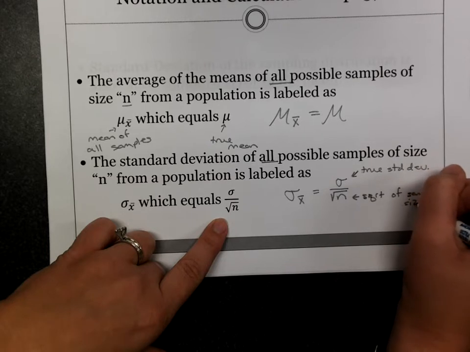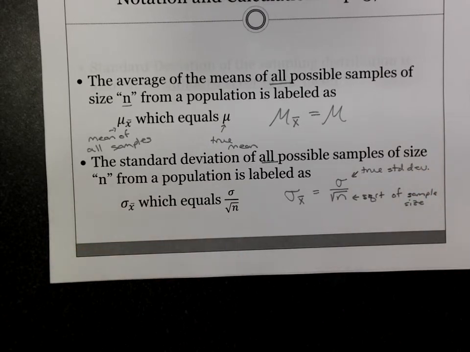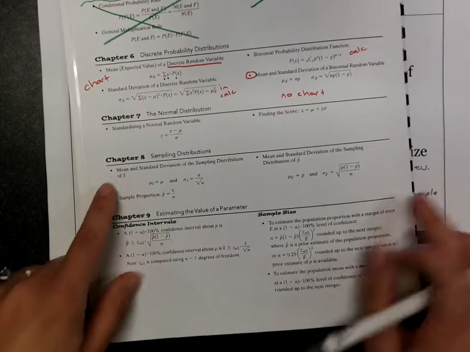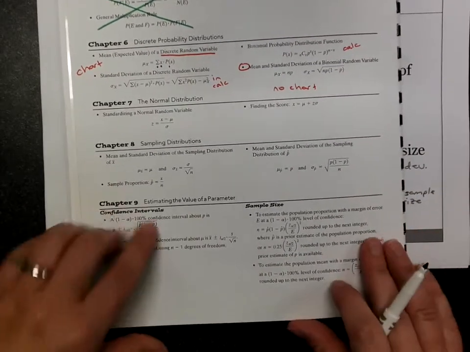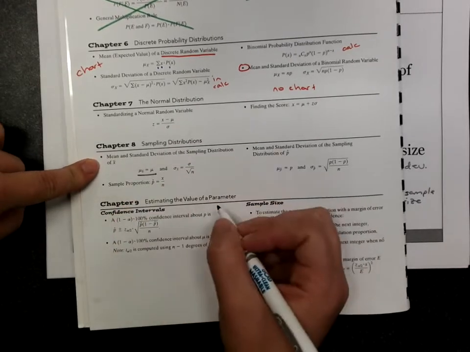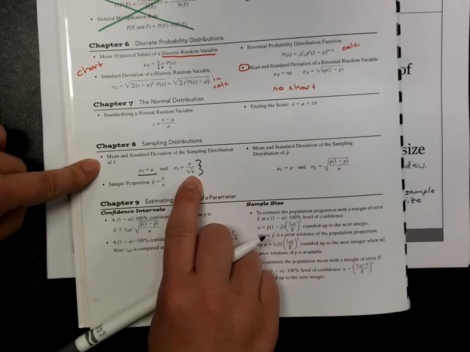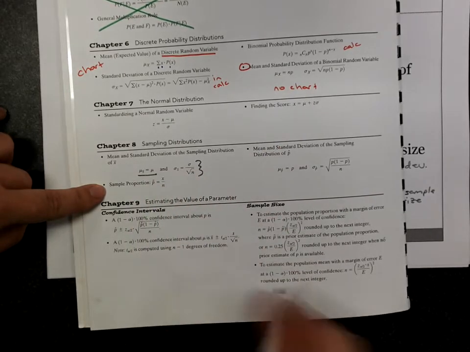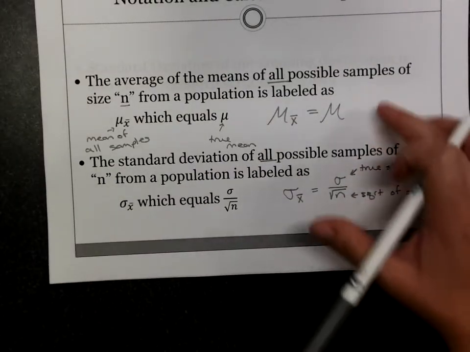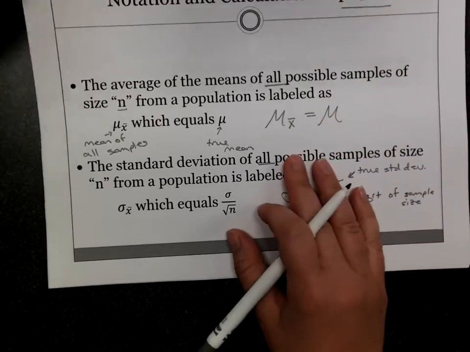And both of these are clearly labeled in your formula sheets. On the second page of your formula sheet, if you go down to chapter 8, you'll see that the mean is equal to the true mean, and the standard deviation gets adjusted in that particular way. And then we'll get to those second two bullets in section 8.2. So you don't have to memorize this. It is stated on your formula sheet and discussed on page 370 of your textbook.